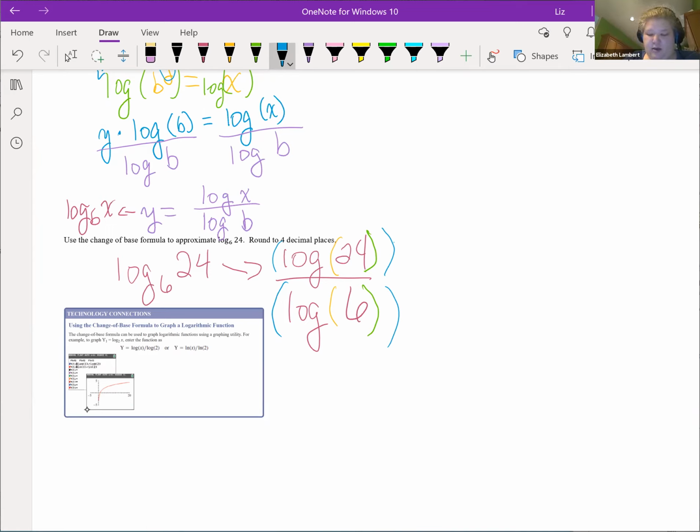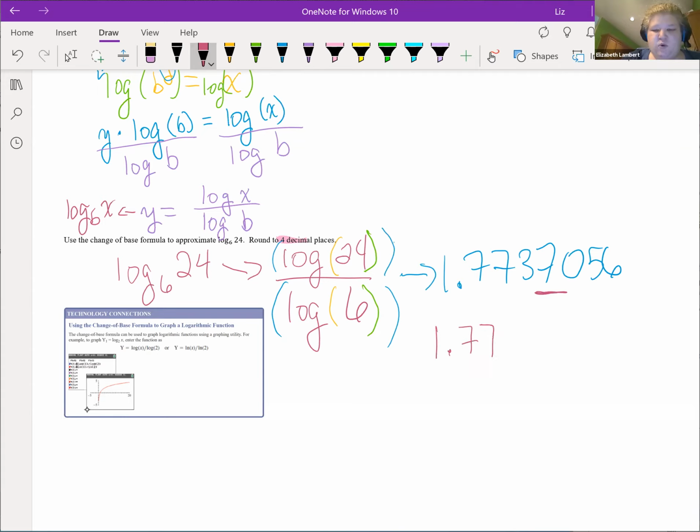All right, so log of 24 and close it, divided by, open it, the log of 6 and then close it and close it. And we got 1.773756, blah, blah, blah. 4 decimal places: 1, 2, 3, 4. So the answer we would type for Alex then is 1.773, and it stays 7.